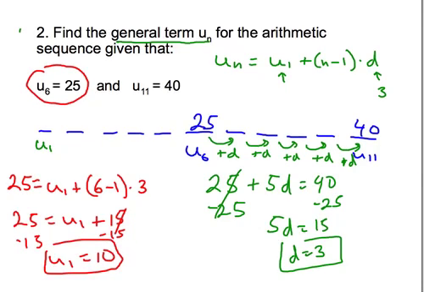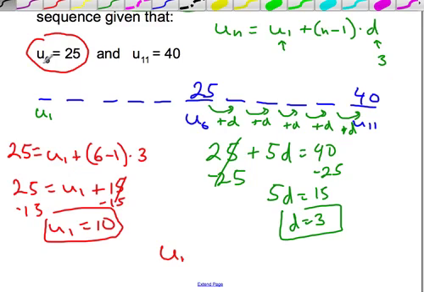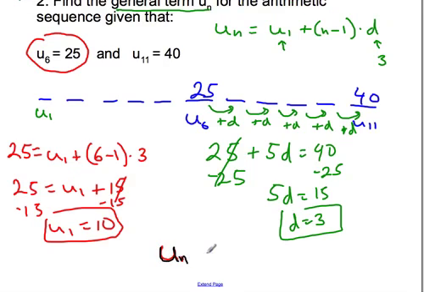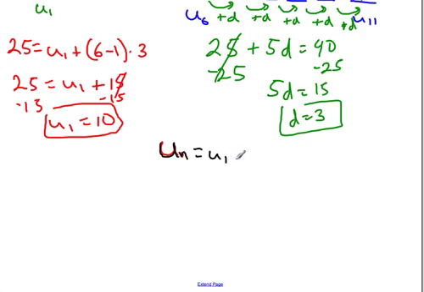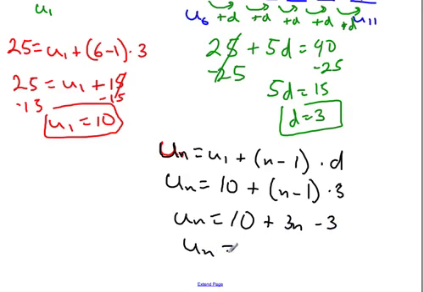So we have those two things, and now we just need to write the formula, which is u sub n equals u sub 1 plus n minus 1 times d. And we know that u sub 1 is 10 and d is 3, so we need to simplify this. We get 10 plus 3n minus 3, and 10 minus 3 is 7, so we have 3n plus 7 is our formula for the general term.